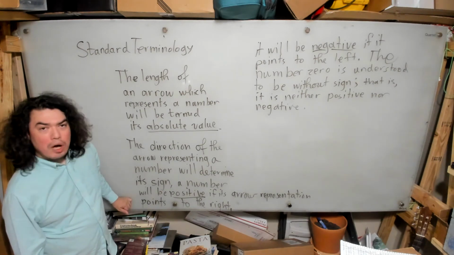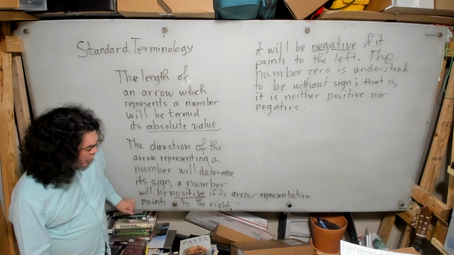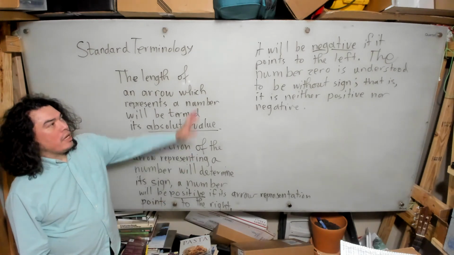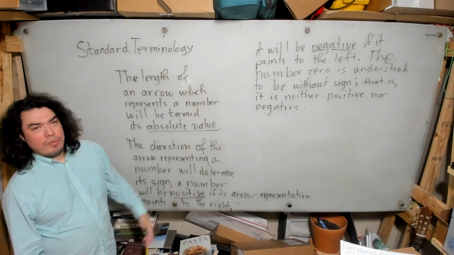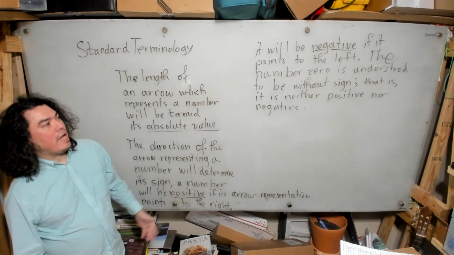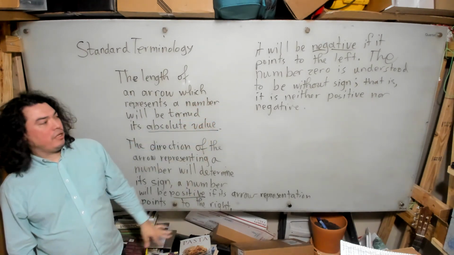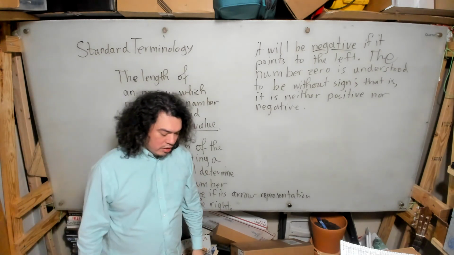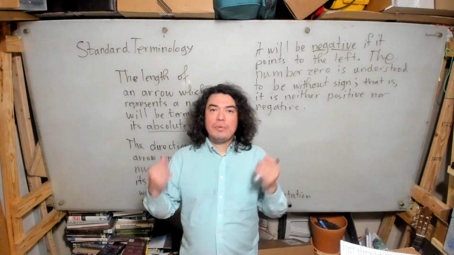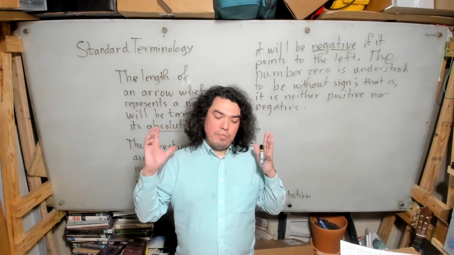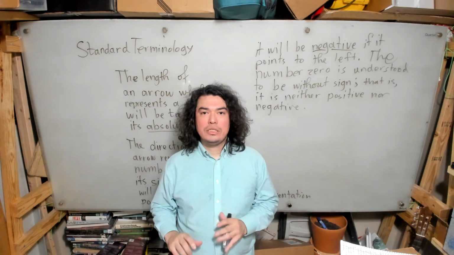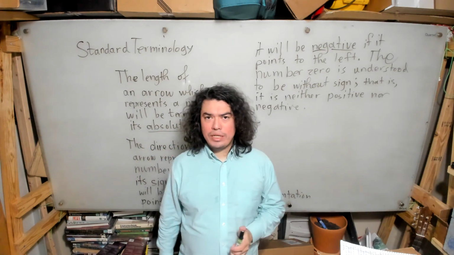A number will be positive if its arrow representation points to the right. It will be negative if its arrow representation points to the left. And the number 0 is understood to be without sign. That is, it is neither positive nor negative. Okay? So now with this terminology behind us, we're going to make a few more observations, and then we're going to look at some more examples. Okay?